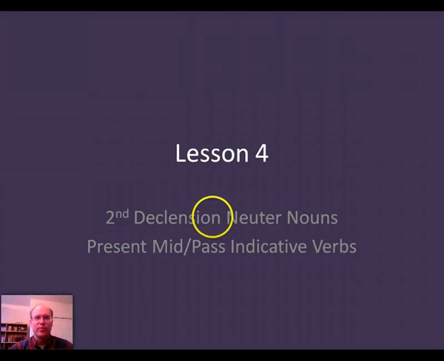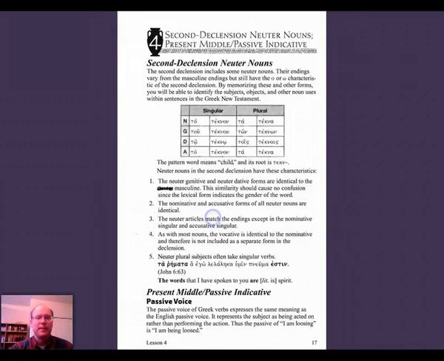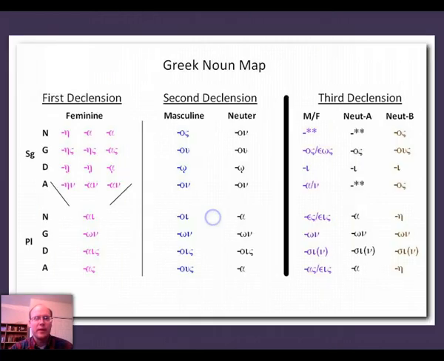Welcome to Lesson 4. We're talking about second declension neuter nouns and present middle passive indicative verbs. Take your handbook, please, and turn to page 17, Lesson 4. We're going to begin by looking at second declension neuter nouns. And I want to remind you of the Greek noun map from our last lesson.